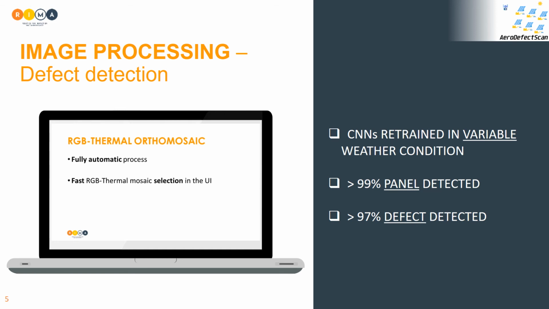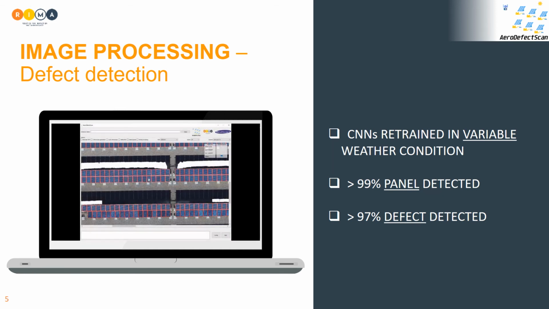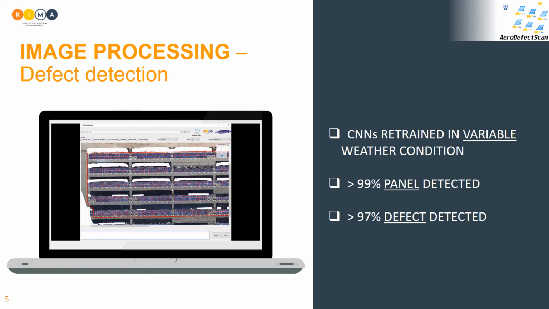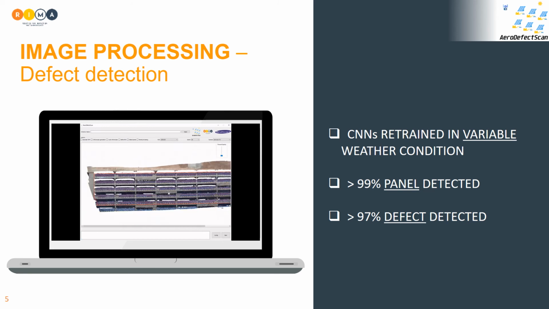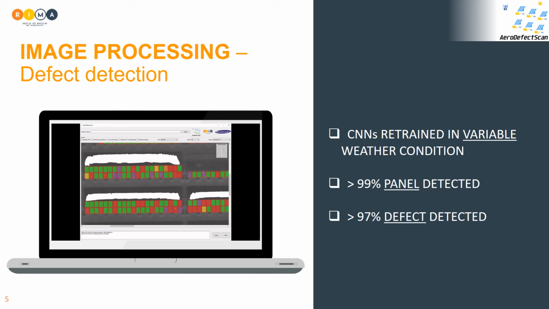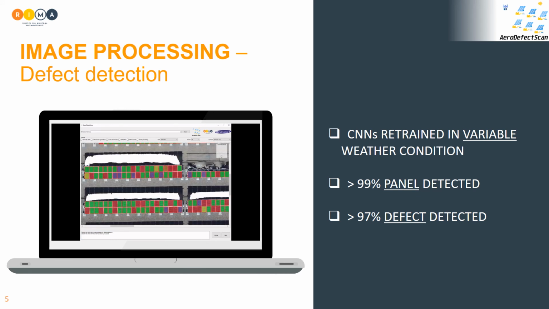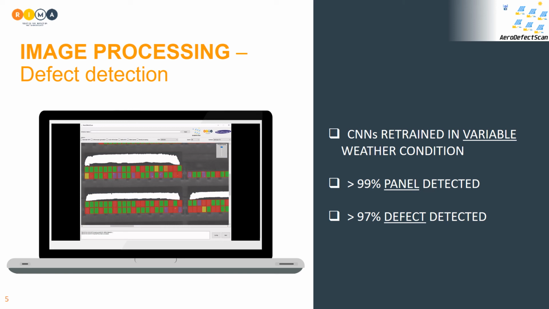The process is fully automated. Image transfer from the UAV to the image processing platform, the thermal raw data extraction, the 4-band mapping generation, the panel detection, and finally the defect classification. The main results are higher than 99% in the panel detection, and higher than 97% in the defect detection.